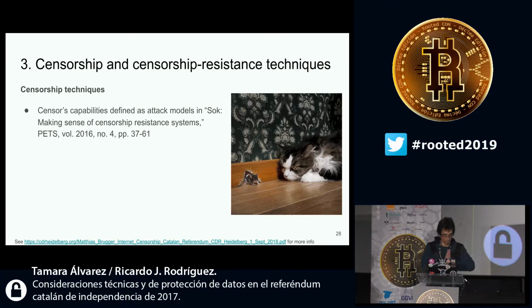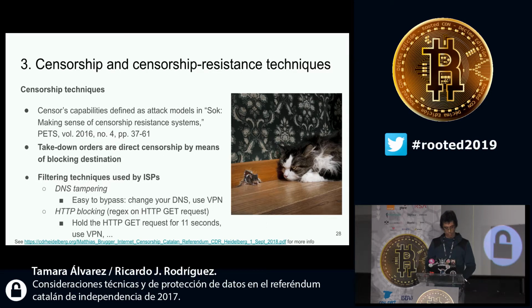Censorship techniques. Well, I am using the word censorship, or the capacities of a censor are defined as attack models in this paper, which I encourage you to read, published in PETS in 2016. And if we look at the attack models described in this article, well, the takedown orders are direct censorship, really. You just block the destination.